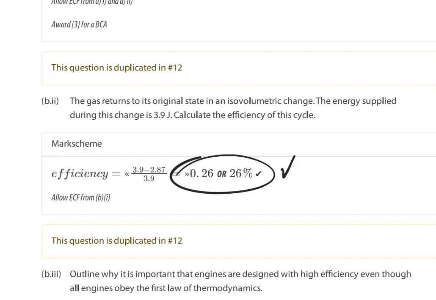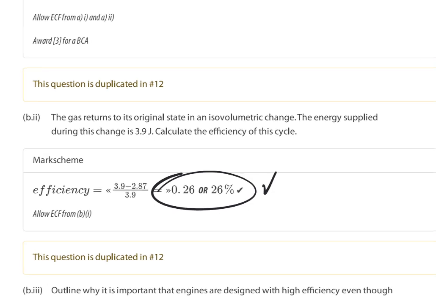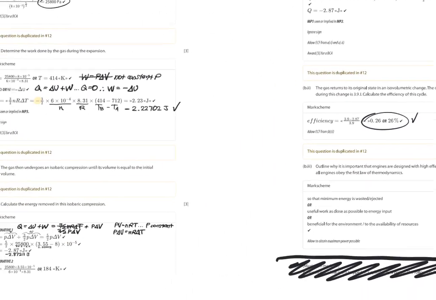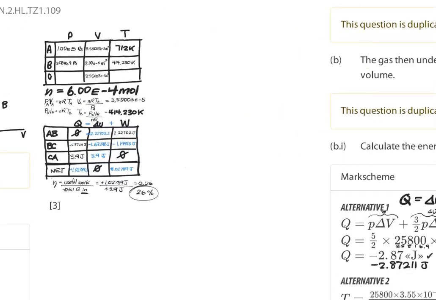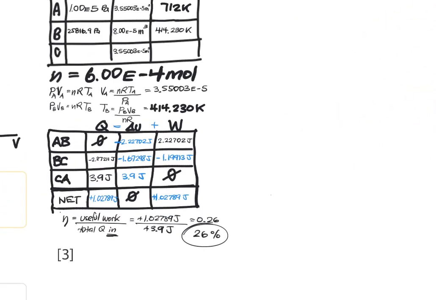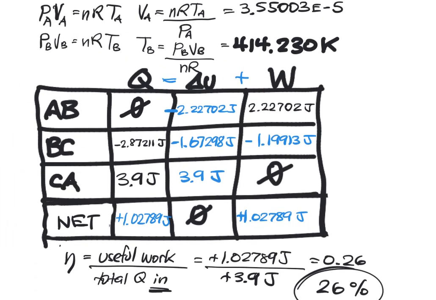Now, I wanted to point something out about the efficiency that they calculated, and this tripped me up before. They are not using the formula in the data booklet, right? 3.9 minus 2.87 over 3.9. What is that? Let's go back to our table. The 3.9 minus 2.87 has nothing to do with the useful work. In fact, it is the net heat.